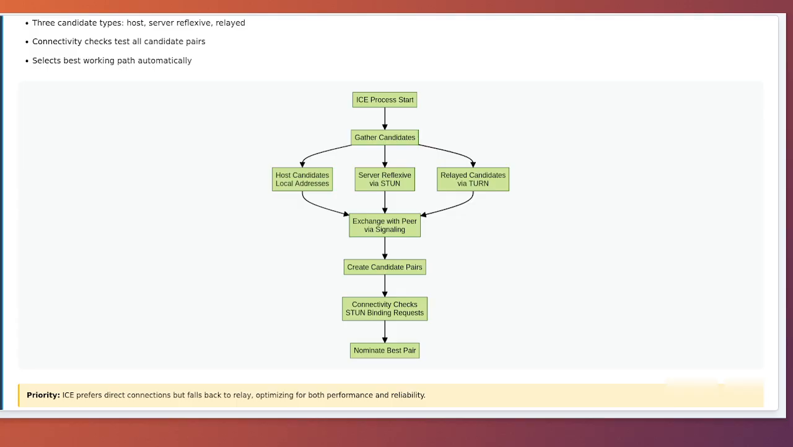As checks succeed or fail, ICE updates its candidate pair priorities and eventually nominates the best working pair for media transmission. This entire process happens automatically and usually completes within seconds, seamlessly handling NAT Traversal without user intervention.